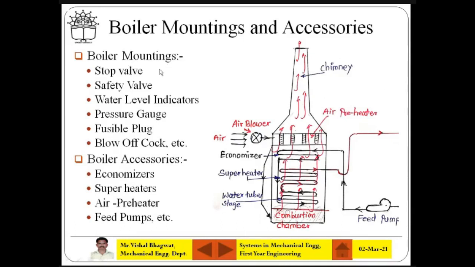These are only for safety purposes, or they are indicators of how the boiler is performing, how it is running, and what stage of running it is in. So a stop valve is one. I have not shown any of these devices here, but you can understand their function from the name. The stop valve will stop the water which is coming in, or the steam which is going out towards the turbine.